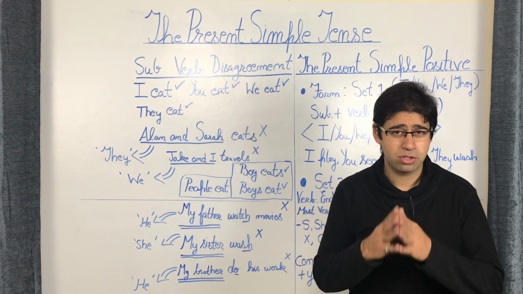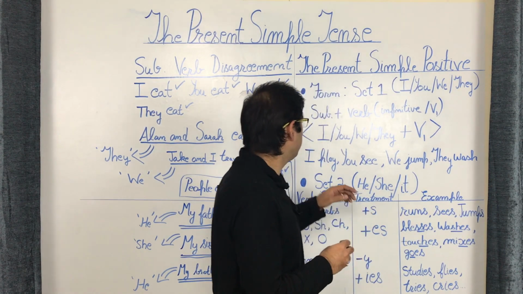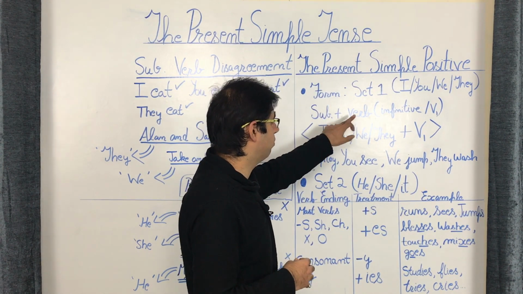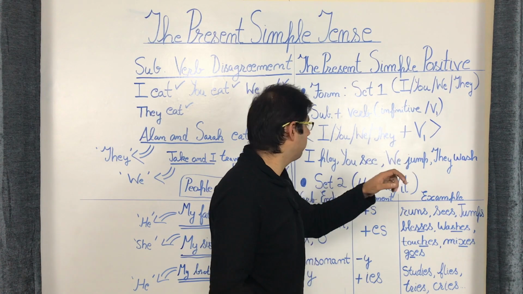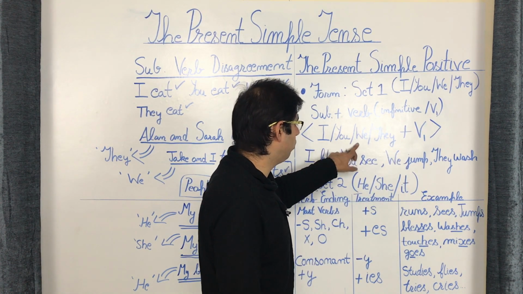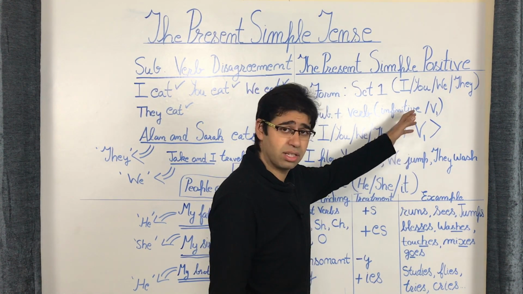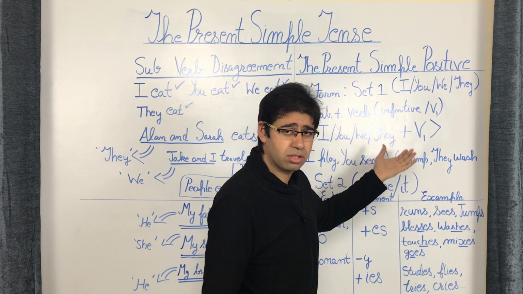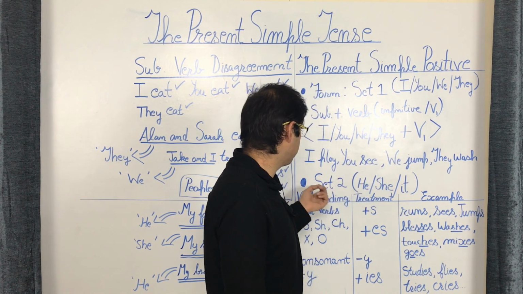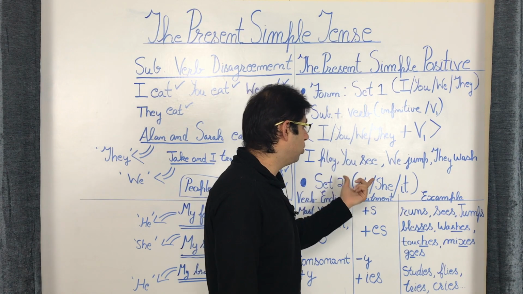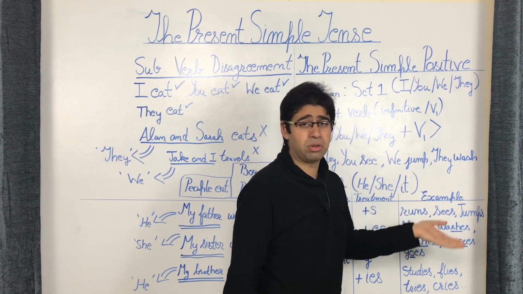Which brings me to the structure of the positive in the simple present. You've simply got the subject followed by the verb in the infinitive, which is another way of saying I, you, we, they, followed by V1, that's the infinitive again. So applying the structure, the sort of simple sentences that you get in the positive are I play, you see, we jump, they wash, and so on.